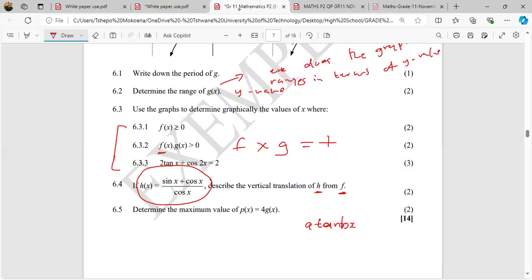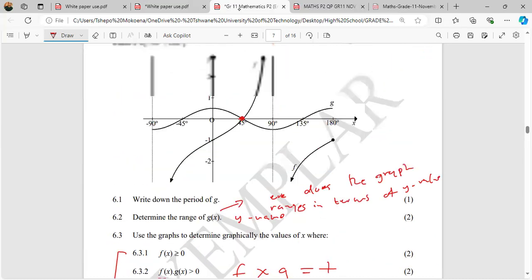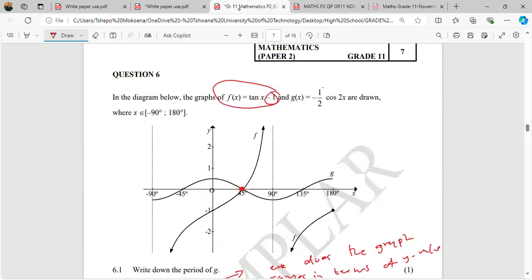a tan(bx) plus beta plus q. Remember, when you talk about the vertical translation, what are we looking at? Beta is a horizontal translation. And then q will be our vertical translation, which is up and down. So in this case, when you look at the graph of f, from the mother graph, which is tan x, immediately when we add negative 1, this graph is shifted 1 unit downwards. That's the vertical translation from the mother graph to f.